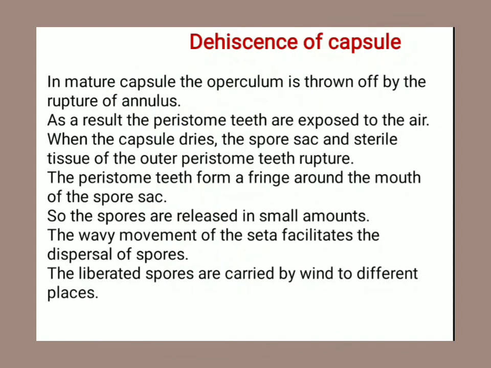The mature capsule operculum is thrown off by the rupture of the annulus. First, the annulus ruptures, and then the operculum is thrown off. As a result, the peristome teeth are exposed to the air. When the capsule dries, the spore sac and sterile tissue of the outer peristome teeth rupture.